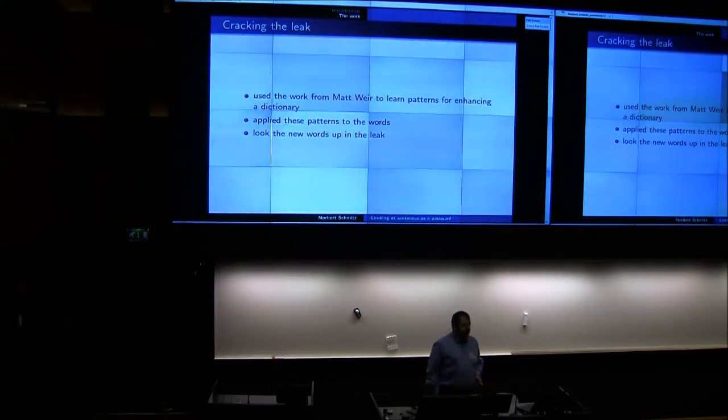So I started to simulate tracking on this leak. I didn't actually have to track it because it was already clear text. But I wanted to see how good my approach would be. So I used the work from Matt Weir to learn patterns on the leak and use this to track the RockYou leak. I applied these patterns to the words and checked if these new words were available in this leak.